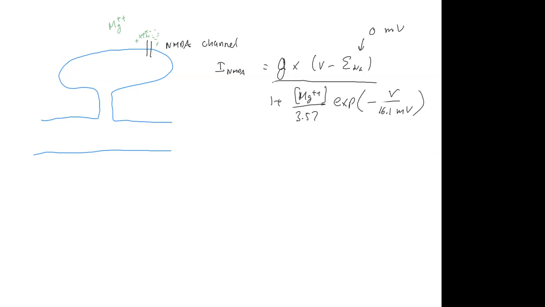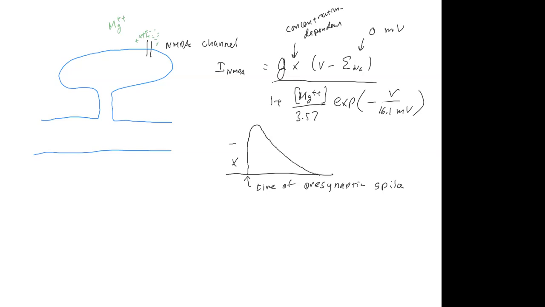Okay, and what that means is X is concentration dependent. Okay, so remember X, if there's a presynaptic spike, this is the time of the presynaptic spike. So X is going to come up and come down, okay? And the time scales, remember, are fairly long, maybe 150 milliseconds. So it stays up for a long time.